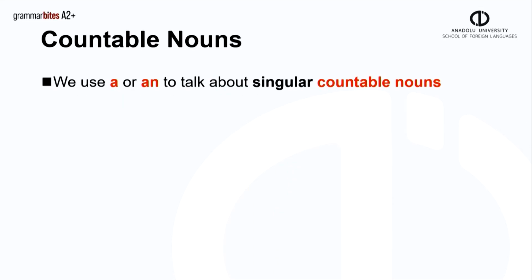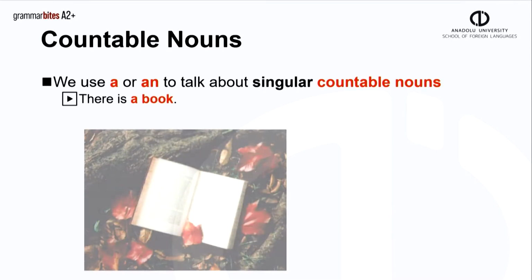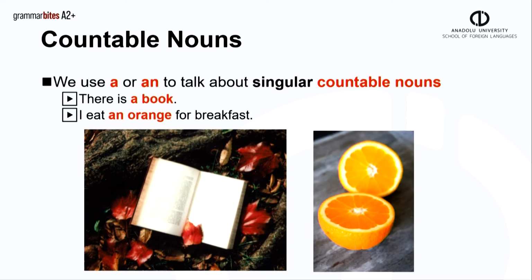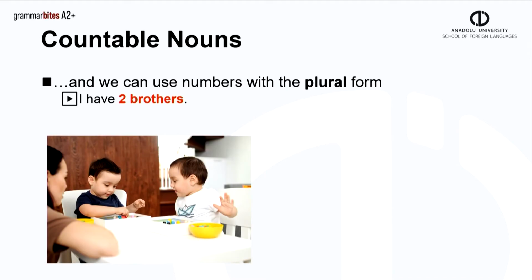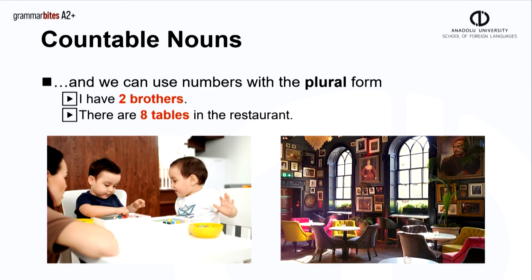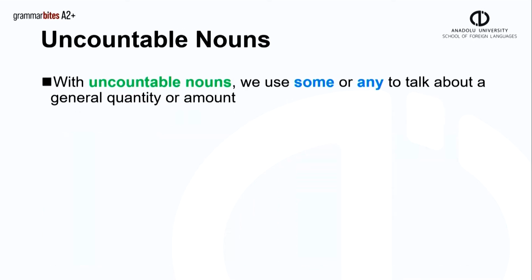With countable nouns, we can use a or an for a singular noun. There is a book. I eat an orange for breakfast. And we can use numbers with the plural form. I have 2 brothers. There are 8 tables in the restaurant.